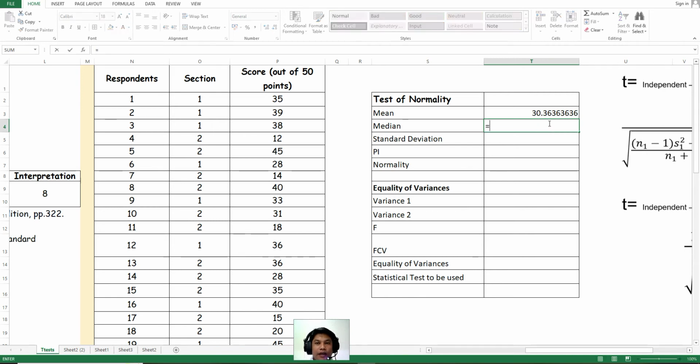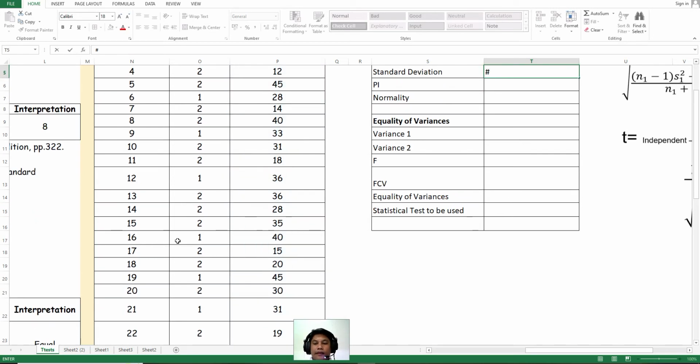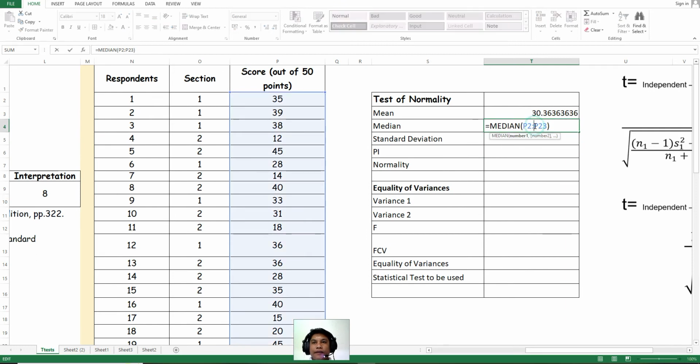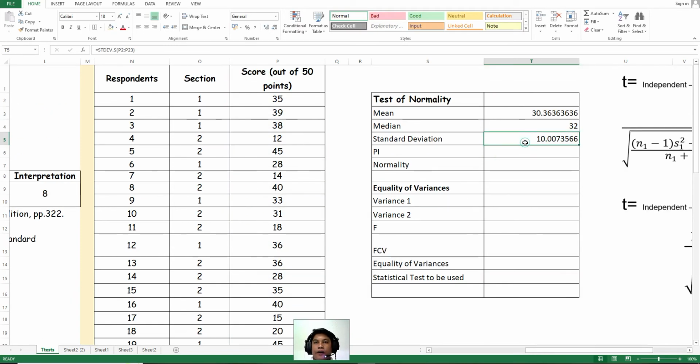For the median also, you can use equals median, open parentheses, highlight all the values, and then enter. The median here is 32. The standard deviation is equal to ST, and then you notice dev.p and dev.s. We will go to dev.s, double click, and S because it's a sample, not the population, and then you highlight all the data under analysis. Our standard deviation now is 10.007 and so on.